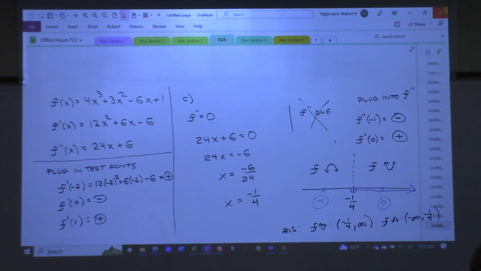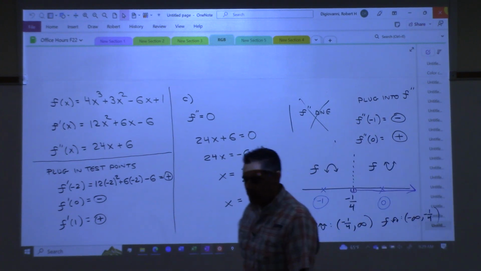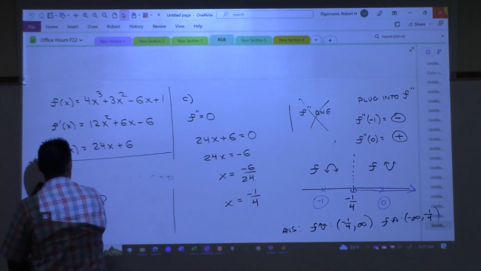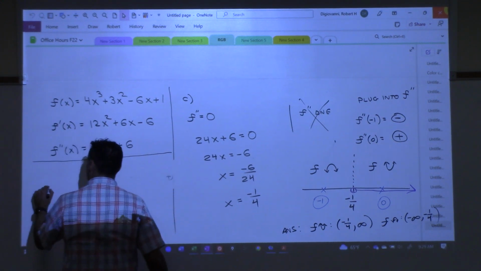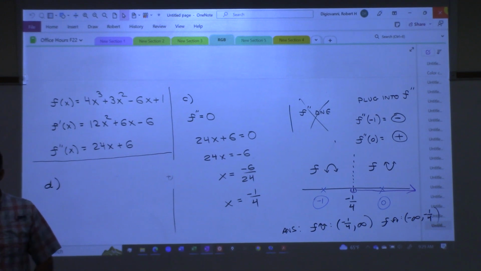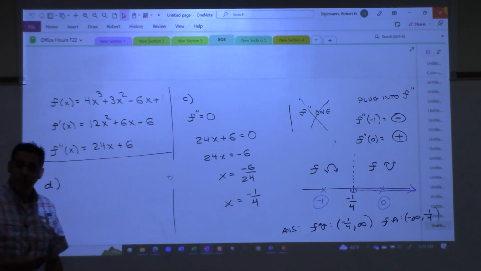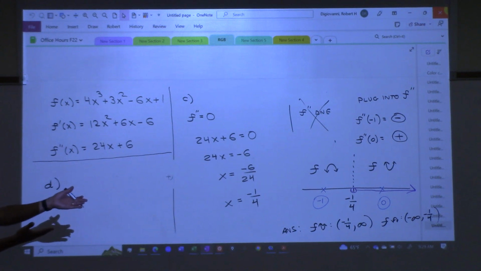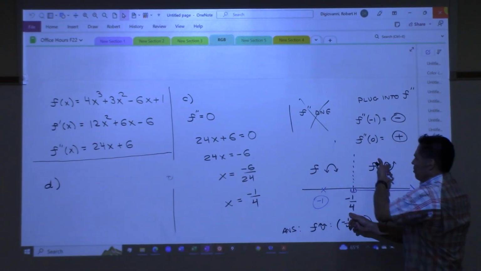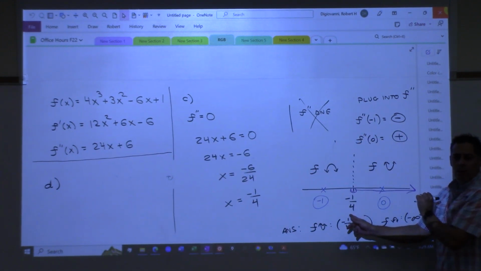All right, part D. Do we have any inflection points? What are inflection points? What did I say? Anywhere we have a change in concavity, right? Anywhere you go from a frown to a smile or a smile to a frown. Do we have that ever? Is that what -1/4 is? Yeah, -1/4 is our inflection point because that is the point at which we go from a frown to a smile. So our inflection point is here.